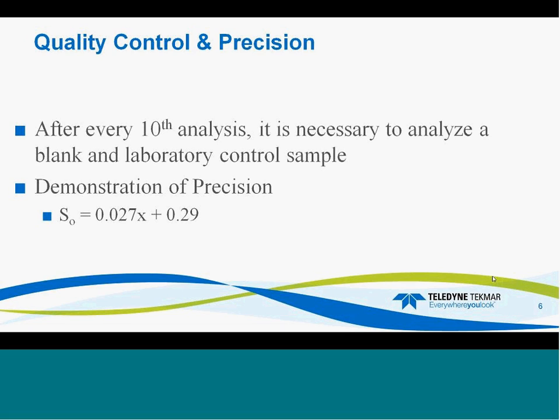As I mentioned before, in the summary of 5310, there's precision and quality control that is needed for this method. Every 10th analysis, every 10 samples, blanks, cleans, anything of that, it's necessary to analyze a new blank and a laboratory control sample. Basically, this is a check standard that's showing that your calibration is still within range and that you're analyzing all your samples correctly.